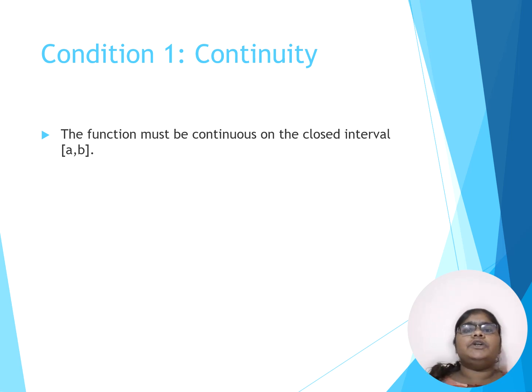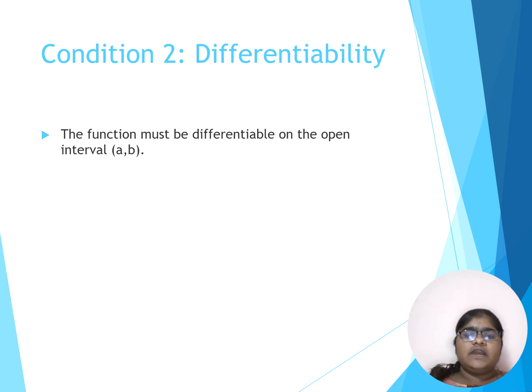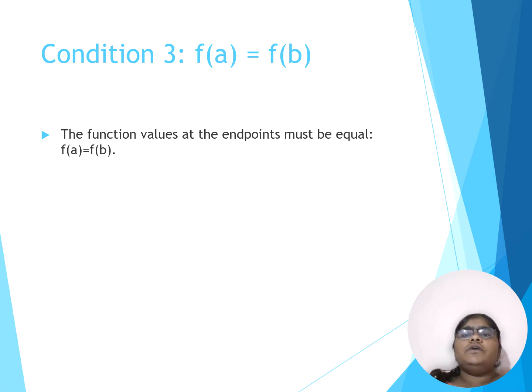Condition 1, continuity. First you check the continuity of the given function. The given function must be continuous on the closed interval [a, b], and differentiable on the open interval (a, b). Now the condition number 3: f(a) equals f(b). It means that the function values at the end points must be equal.